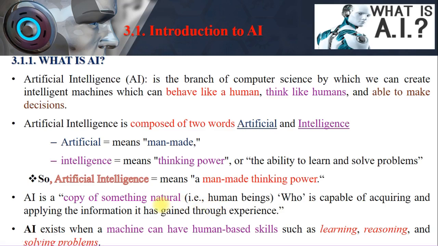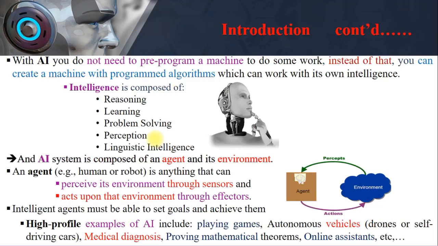So artificial intelligence is an intelligent machine that can have human-based skills like learning, reasoning, as well as problem solving. This concept of artificial intelligence is different from other software developing concepts. We are not going to write different programs, or it is already pre-programmed. That means artificial intelligence is all about teaching the machines by having different algorithms.